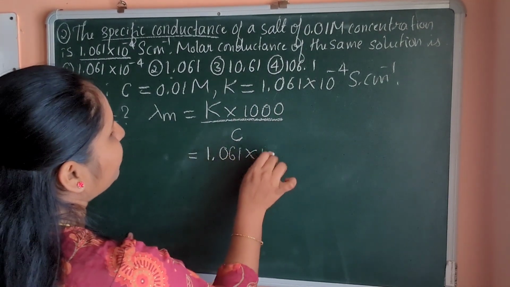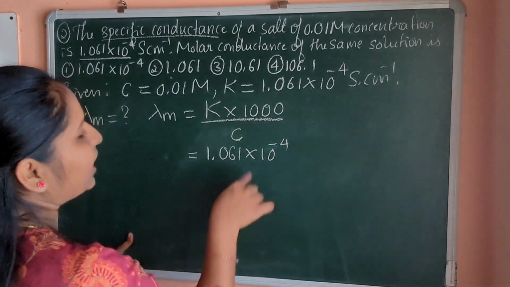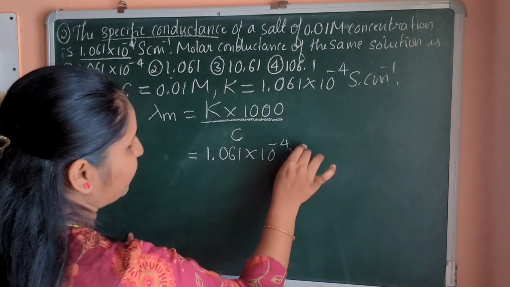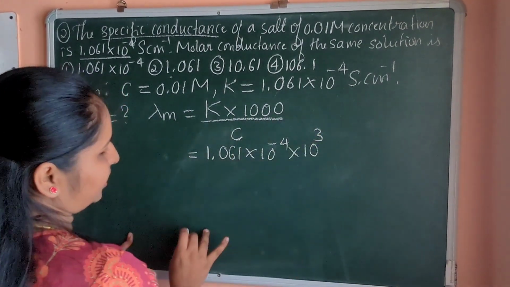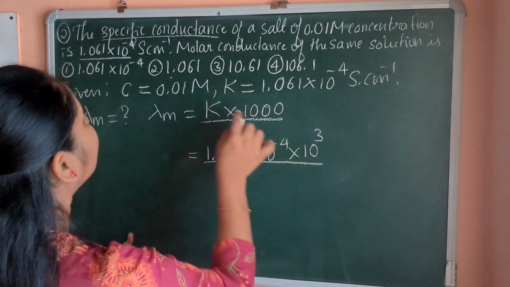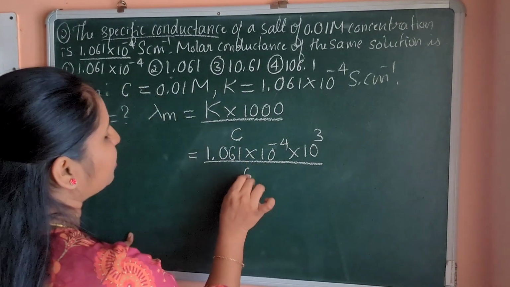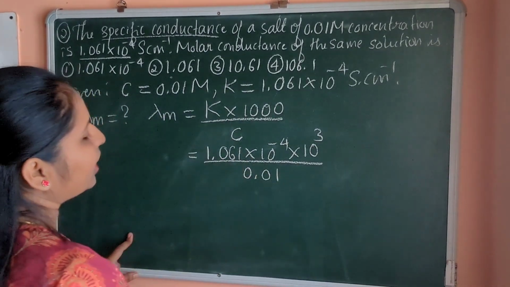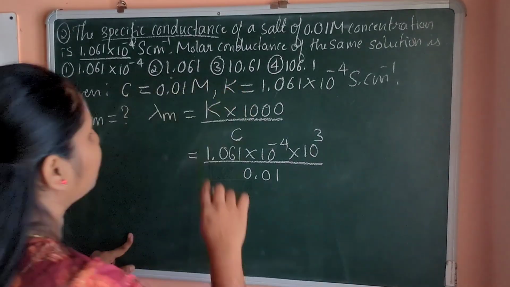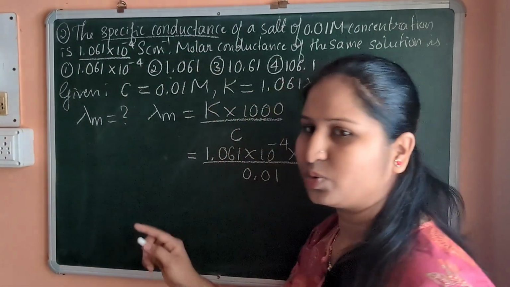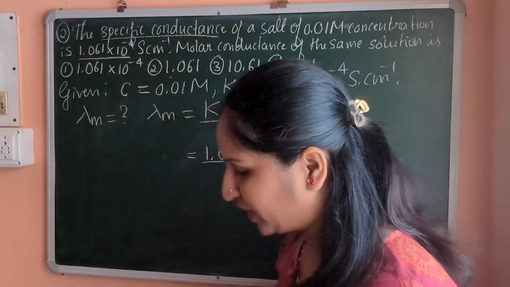1.061 into 10 to the power minus 4. And this 1000, I'll take in terms of powers, that is 10 to the power 3 here. What is the concentration? The concentration is 0.01. And you have to look at the options here. The options are with the same numbers, only powers are different. The questions will be like this only.